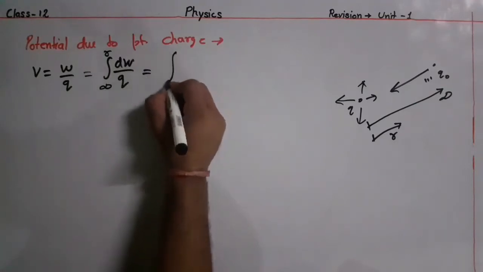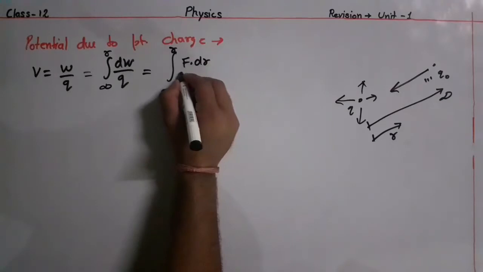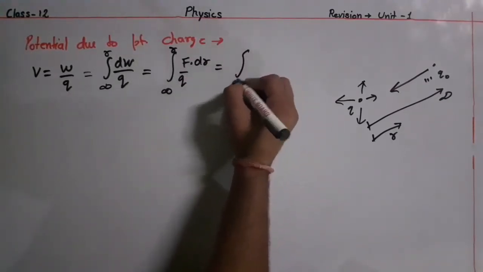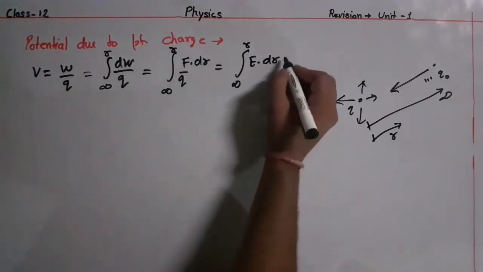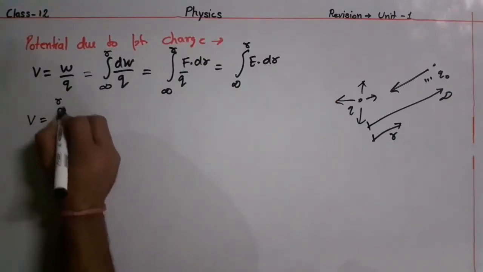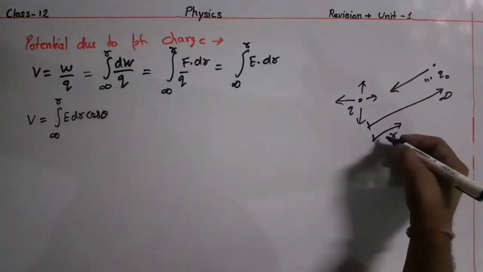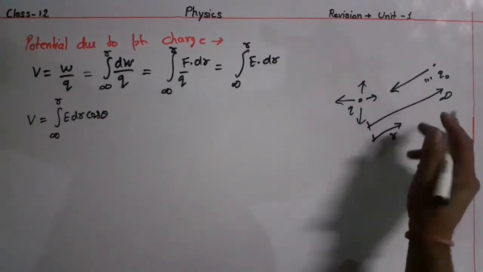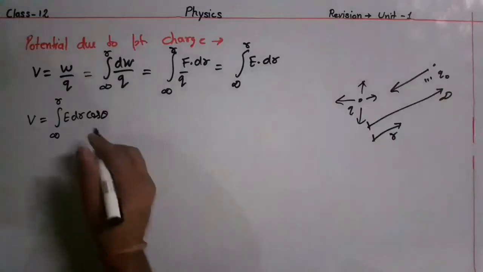Next, what is work done? Work done is the force into displacement, and if we divide force by charge, what will we get? We will get E dot dr. If we remove this dot product, we will get V is equal to the integration from infinity to r of E dr cos of theta. As you can see, as distance is increasing, electric field is reducing.